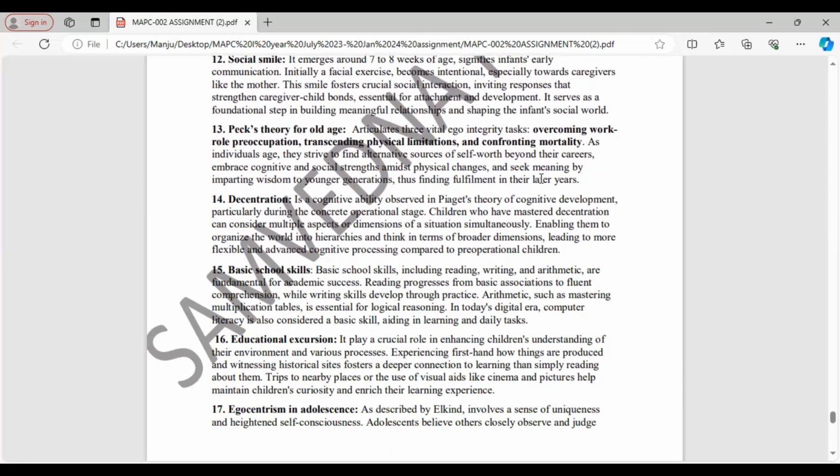Question 15, Basic school skills include reading, writing, and arithmetic, and these are fundamental for academic success. Reading progresses from basic associations to fluent comprehension, while writing skills develop through practice. Arithmetic, such as mastering multiplication tables, is essential for logical reasoning. In today's digital era, computer literacy is also considered a basic skill which helps in learning and daily tasks.